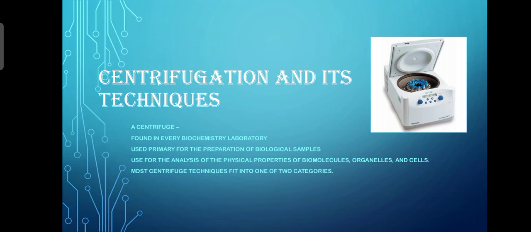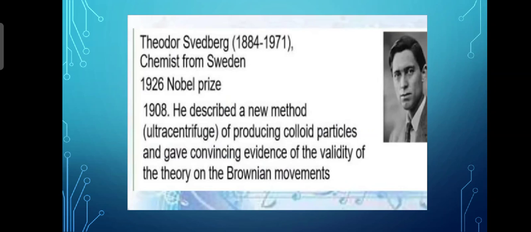Now first here we see about the centrifuge machine. A centrifuge is found in every biochemistry laboratory. It is used primarily for the preparation of biological samples. It is used for the analysis of the physical properties of the biomolecules, organelles, and cells. Most centrifuge techniques fit into one of two categories.